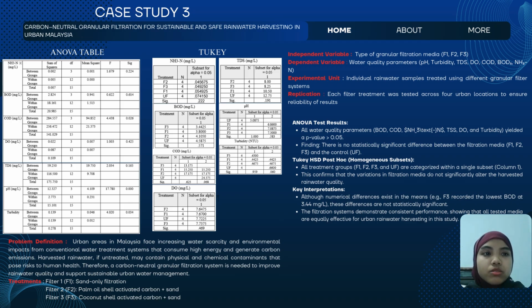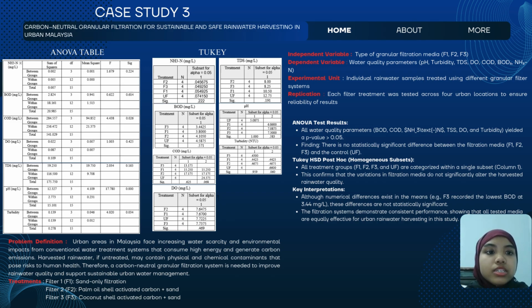Case study 3: a carbon neutral granular filtration system for sustainable and safe rainwater harvesting in urban areas of Malaysia. The main problem in this study is the increased water scarcity in urban Malaysia, along with the environmental impact associated with conventional water treatment methods that rely on high energy. Therefore, a carbon neutral granular filtration system is proposed as a sustainable alternative to improve rainwater quality.